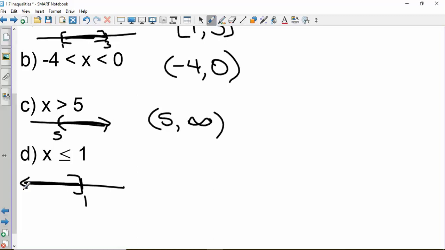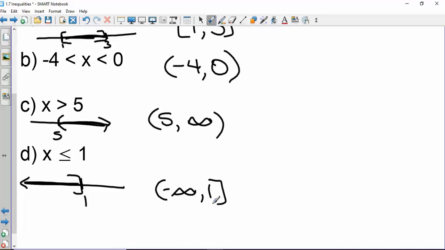Alright, so going from left to right, is this coming from a parenthesis or bracket? Comma, ends at 1 with a bracket.